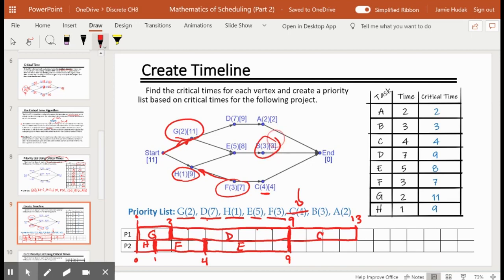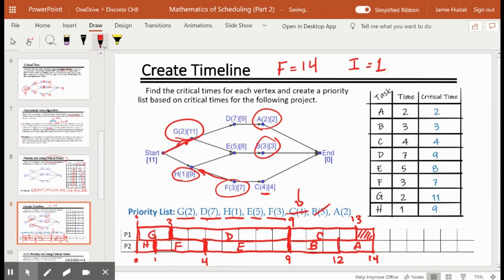Now I look at B. B is waiting on E. E is done at the 9th hour. I can schedule that. 1, 2, 3. 9 plus 3 is 12. B has been scheduled. And now A is waiting for D. D was completed back at the 9th unit of time. A is 2 units. That brings us to 13, 14. So this project is finished at the 14th unit of time. And this is 1 block of idle time. So we can say the finish time is 14 and the idle time is 1.